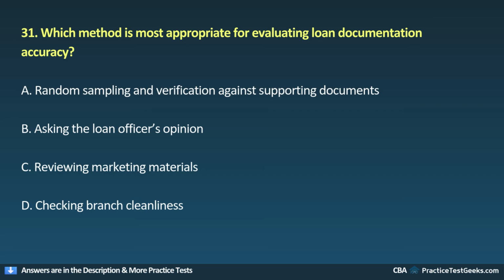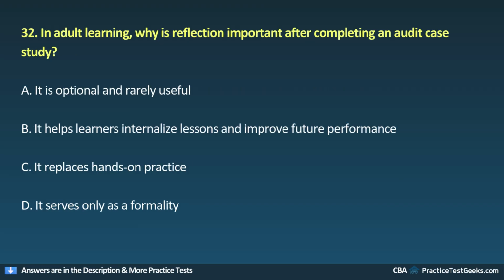A. Random sampling and verification against supporting documents. B. Asking the loan officer's opinion. C. Reviewing marketing materials. D. Checking branch cleanliness. 32. In adult learning, why is reflection important after completing an audit case study?